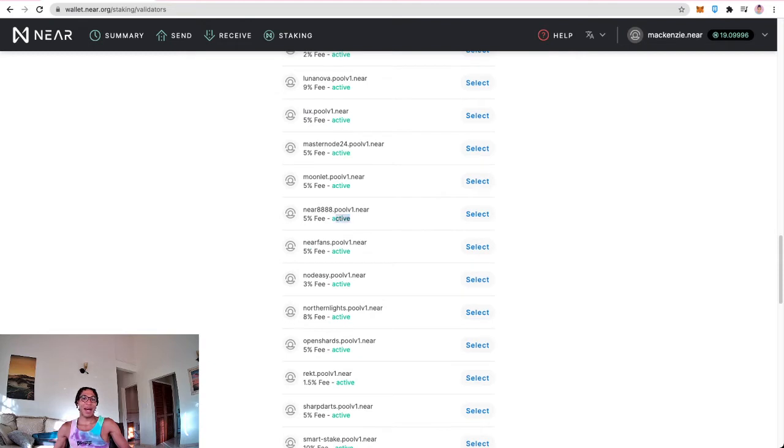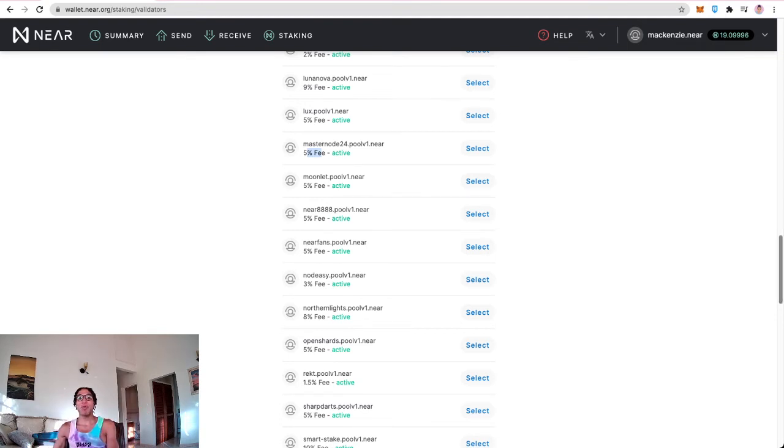This little green active notification means that these validators are currently actively staking in the NEAR blockchain network. They all have different fees attached to them. Right now the yearly rewards are about 9 to 11% per year on your investment. Which means if you put 100 NEAR into validating, you will earn approximately 10 NEAR per year, compounding every epoch. Currently epochs in NEAR are about 13 hours long.